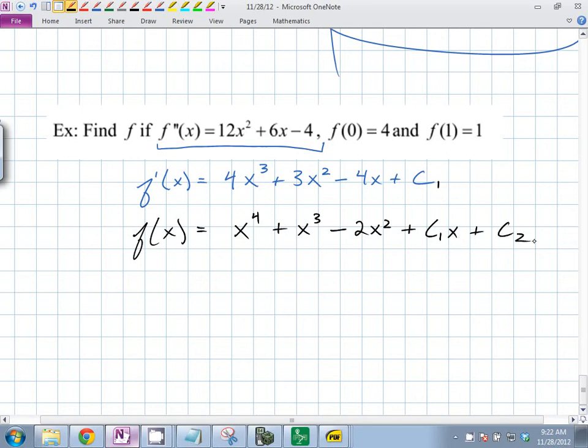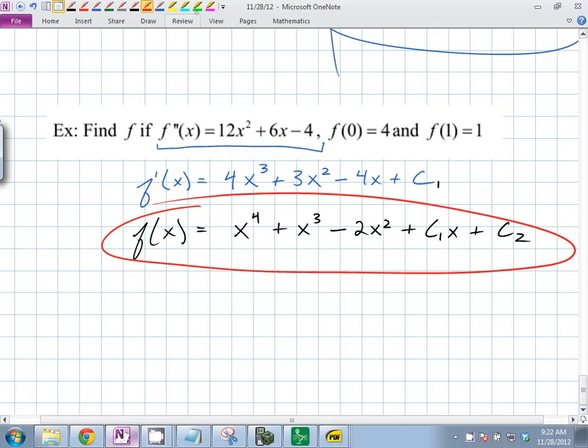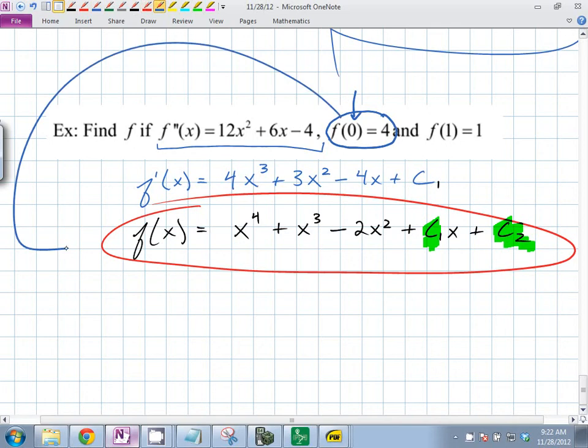This is the function, right? But what's the problem? What do we want to know the values of? C1 and C2. Well, look what it tells us. This is where we can use this right here. When you plug in 0 for x, what is y? 4. So take this and plug it in, and what do you get?